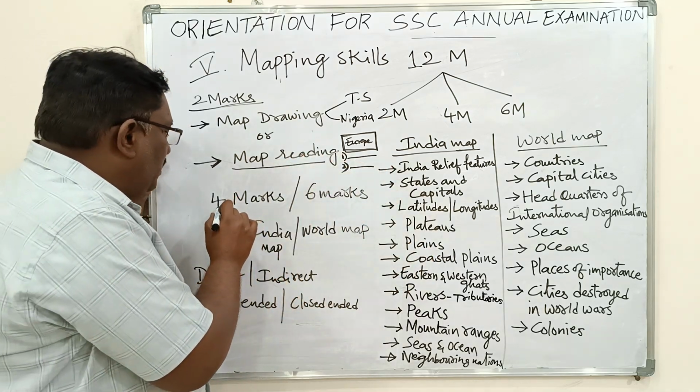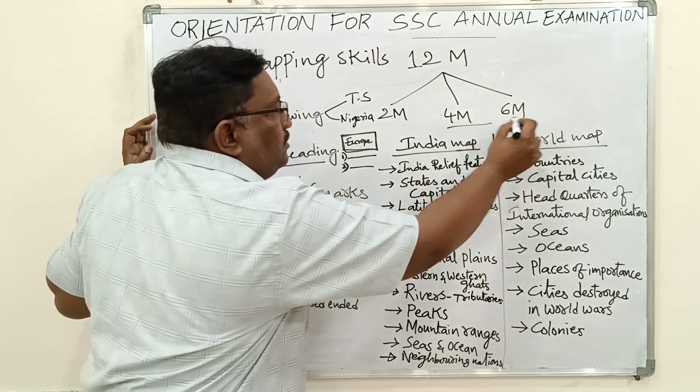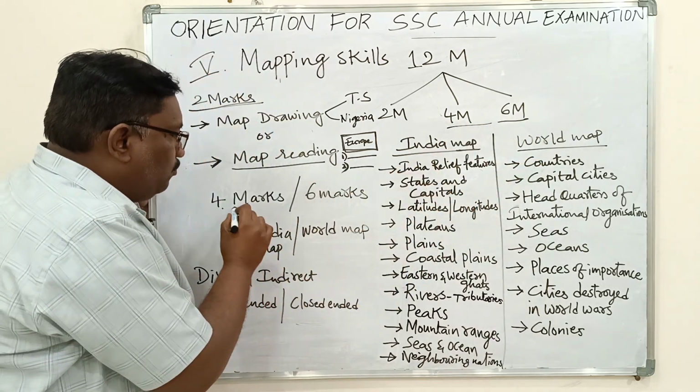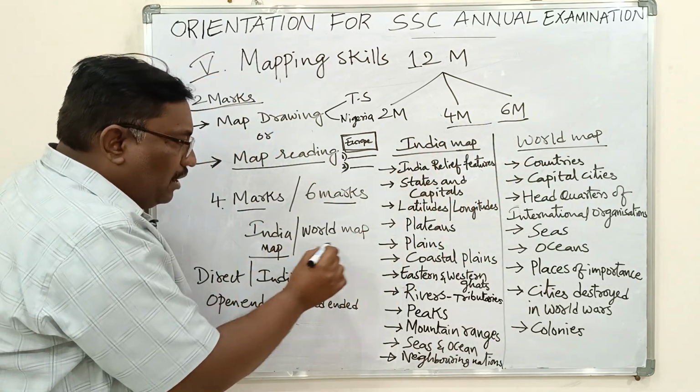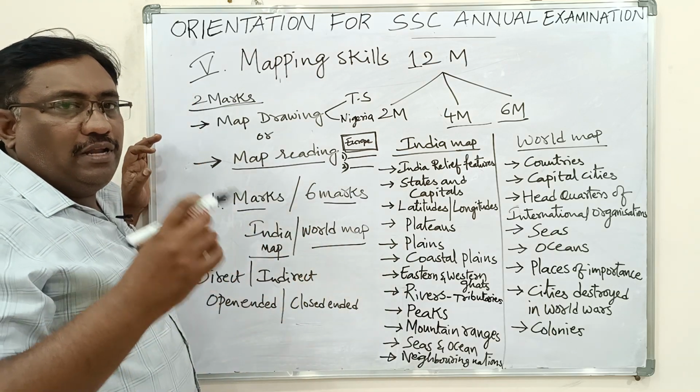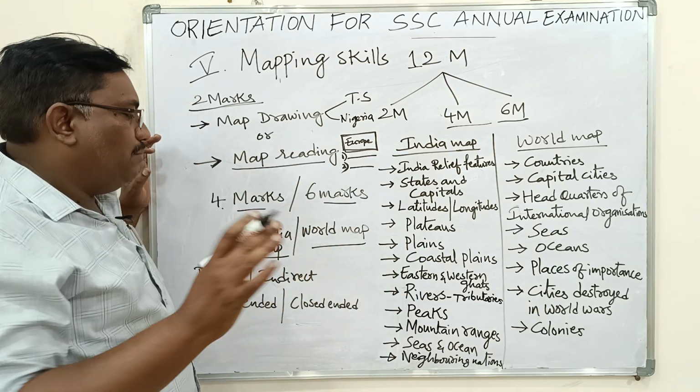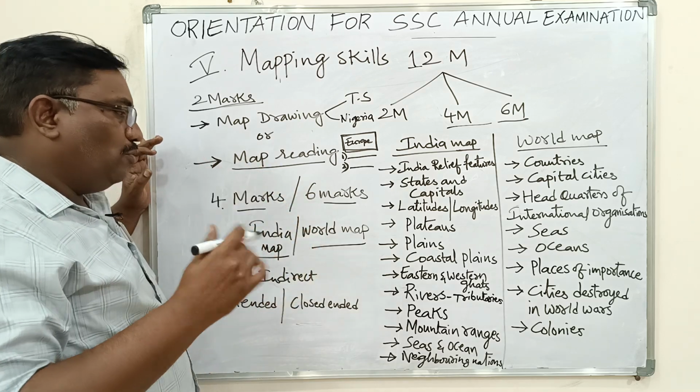Next, for the 4 marks and 6 marks questions, we may expect either the India map or the world map. It is the choice ultimately given to the question paper setter. Maybe 4 marks or maybe 6 marks, we have to be ready.